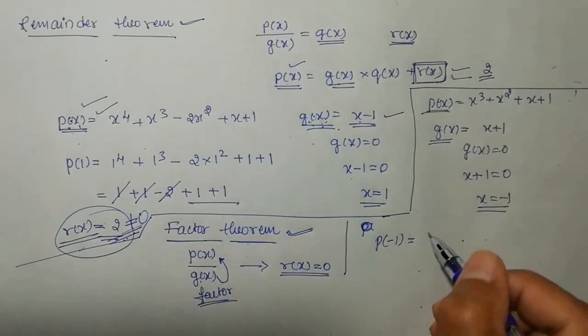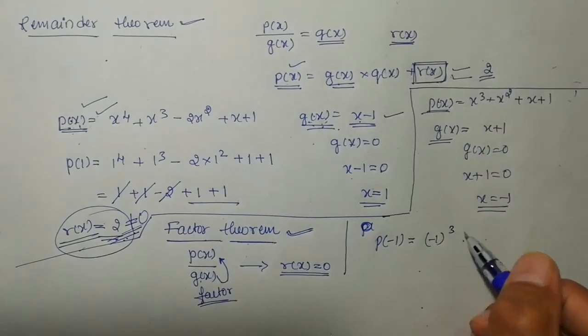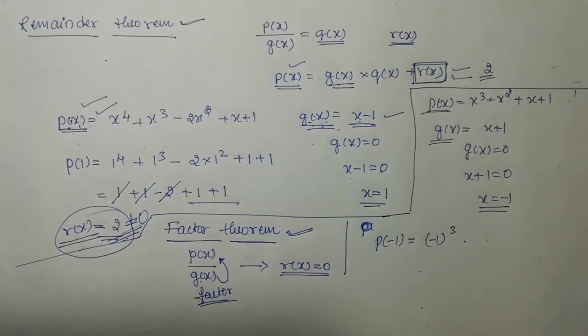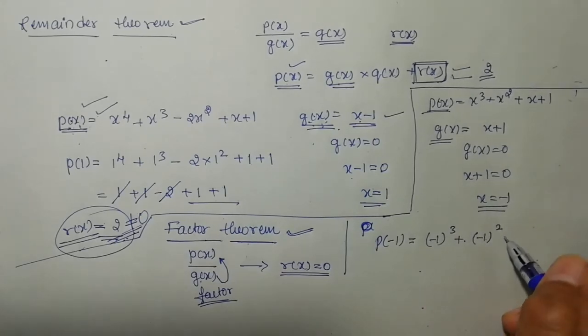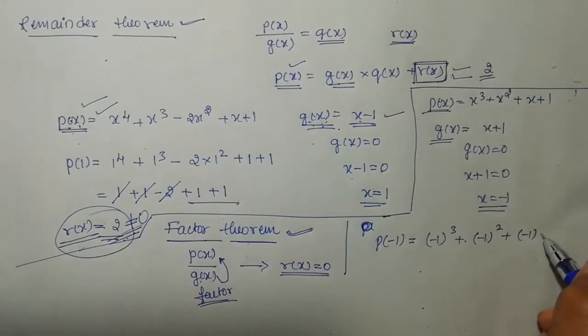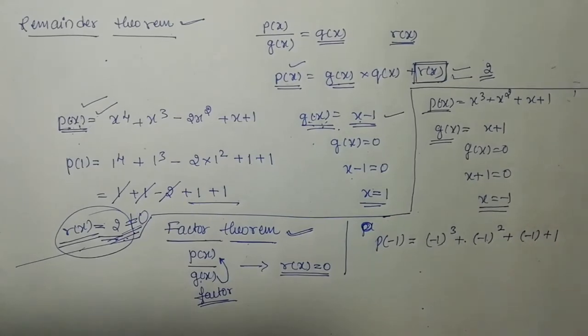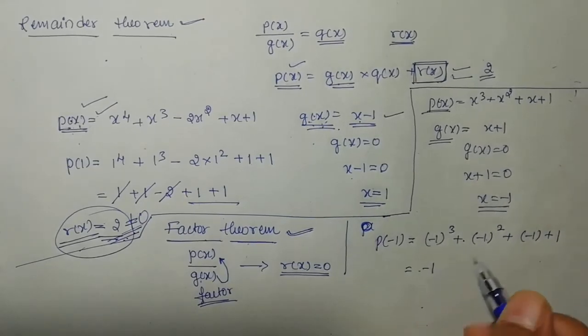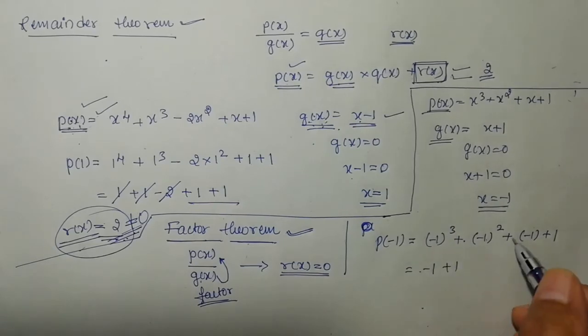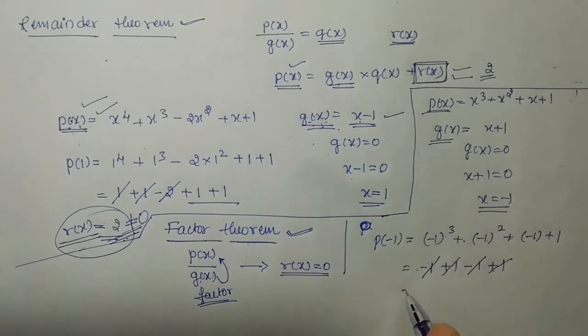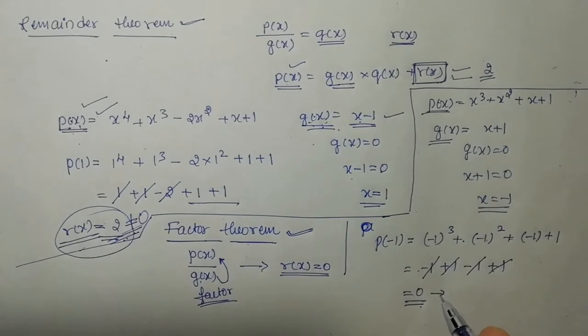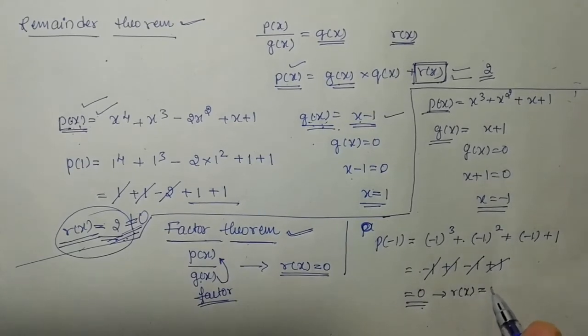Now look here, minus 1 whole power 3. Negative, that's why it is better to put the bracket. You must put the bracket. Next, plus x square means minus 1 whole square, plus of minus 1, and then plus 1. Minus 1 whole cube means minus 1. Minus 1 whole square becomes plus 1. Plus into minus, minus 1, and the last one is plus 1. Now minus 1 plus 1 will get cancelled. Answer 0. So this indicates the remainder is 0.